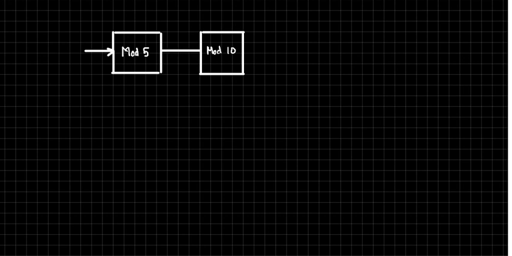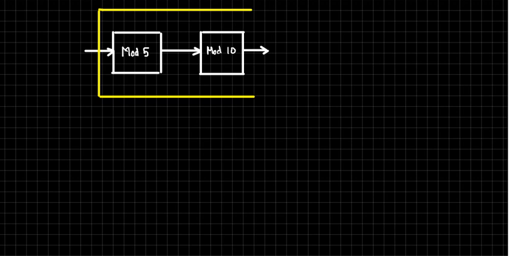Assume that there is a box inside which there is a mod 5 counter, and I have designed another counter, let's say it is a mod 10 counter. Assume that I have cascaded these. Can you tell me what mod it would be overall if you put both of these counters, cascaded one after the other? Can you tell me the mod of this?